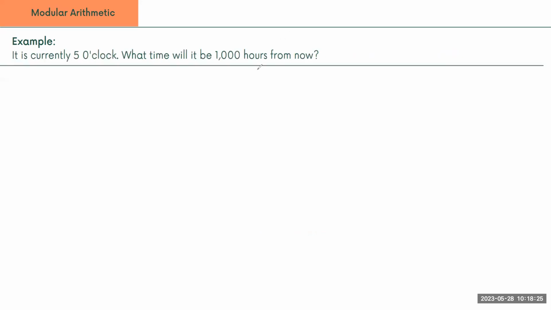Okay, so in our next example, we've actually done this problem before, like a couple minutes ago. The question is, where it's currently 5 o'clock, what time will it be 1,000 hours from now? But this time we can solve using modular arithmetic, which is a bit easier to understand. It's sort of about the same length since the problem is pretty easy.